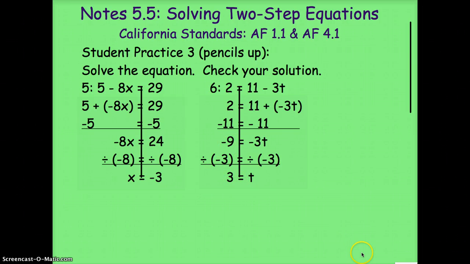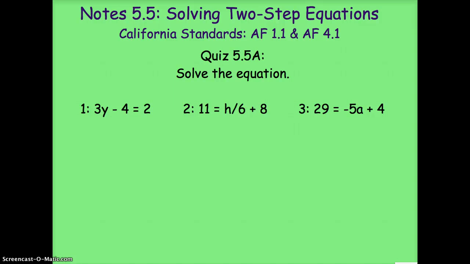Okay, go ahead and go on to our quiz for 5.5a. Solve the equation. I do also recommend you check your solution. So be careful on number 1, you want to start with undoing that subtraction. Problem 2, you want to undo the addition. And problem 3, you also want to undo the addition. Keep in mind to watch out for this negative coefficient in front of the 5.